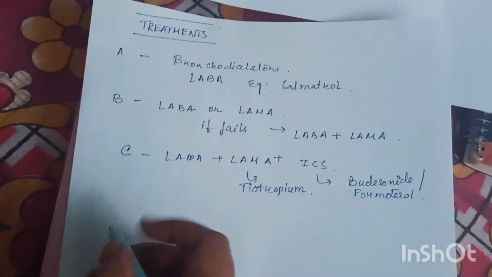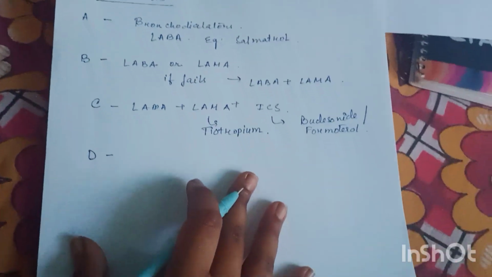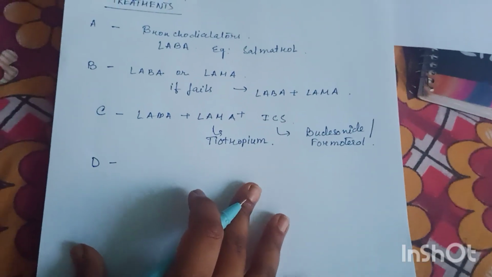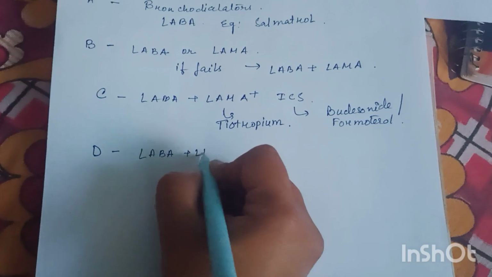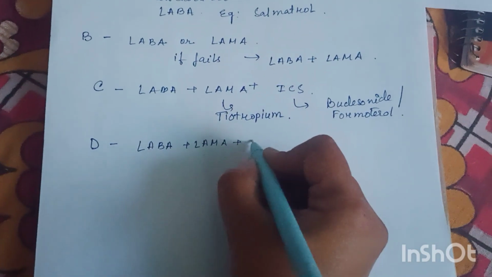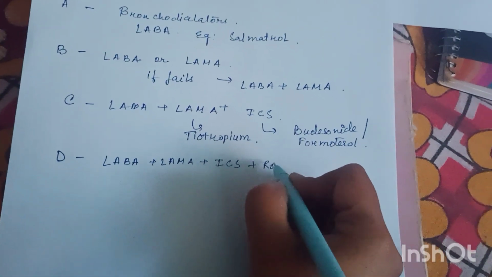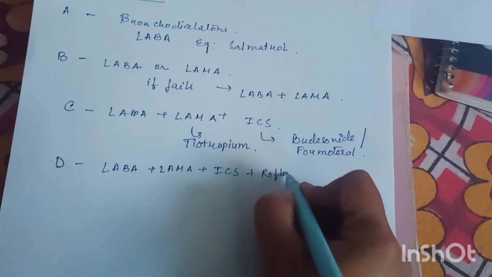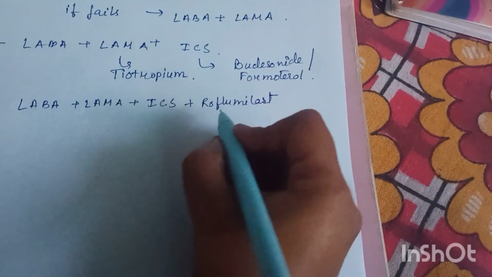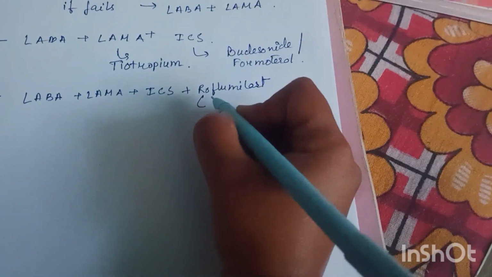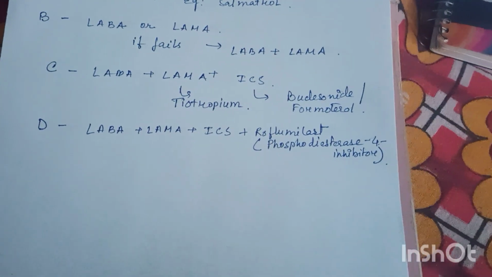Now coming to the last part, high risk, high symptoms. This is the most serious case, so we give LABA plus LAMA plus ICS plus roflumilast, which is an example of a phosphodiesterase 4 inhibitor. So roflumilast is a phosphodiesterase 4 inhibitor.